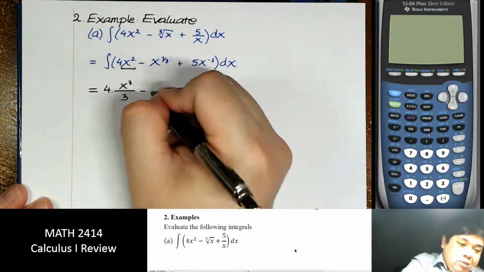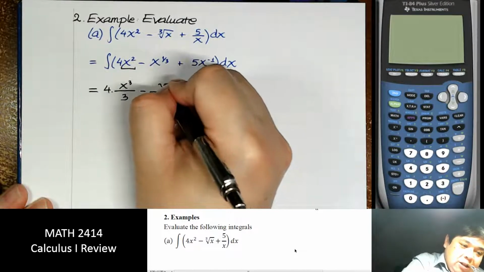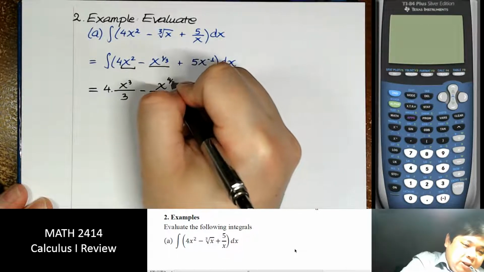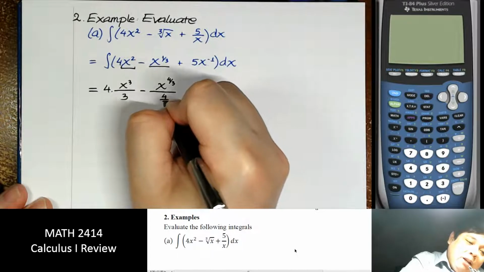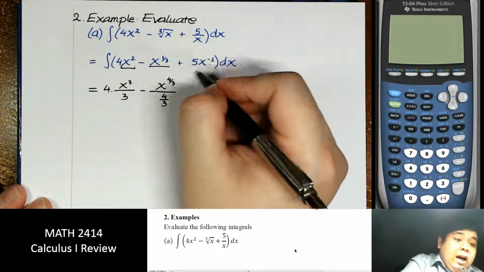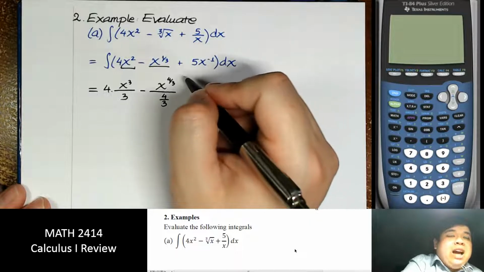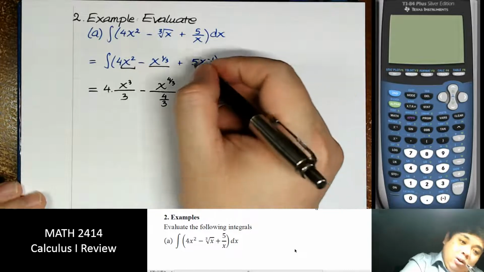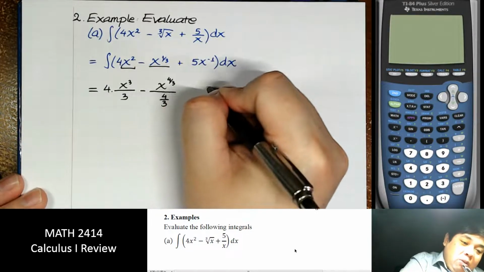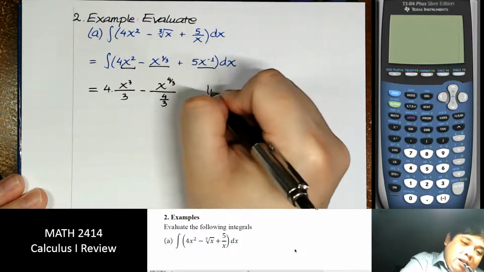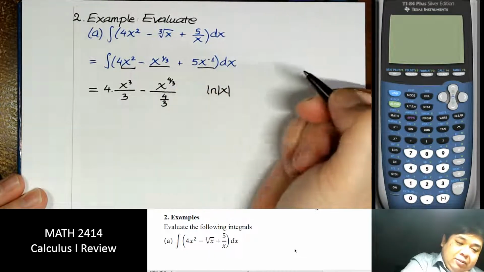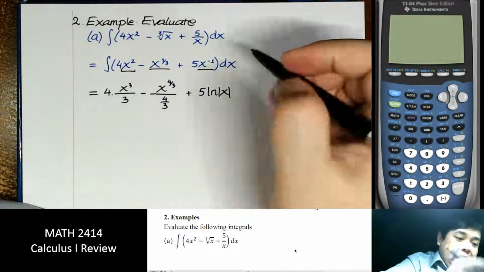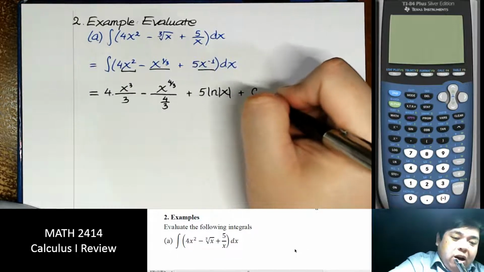So the power is increased by 1. That 1/3 increased by 1 is 4/3, and we divide by the same thing. For the x, if we increase the power by 1, it will be x to the 0 power, but then we cannot divide by 0. So x to the -1 is a completely different rule. That is ln of the absolute value of x. There's a 5 in front of it. For an indefinite integral, there will be a constant c here.